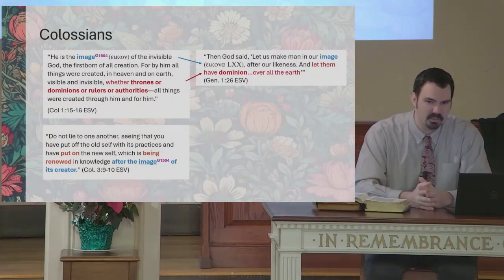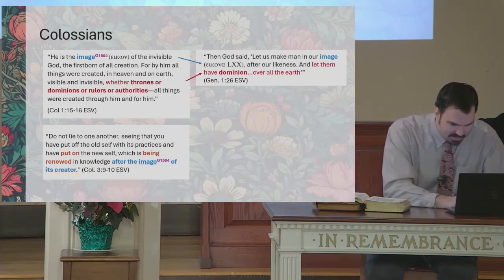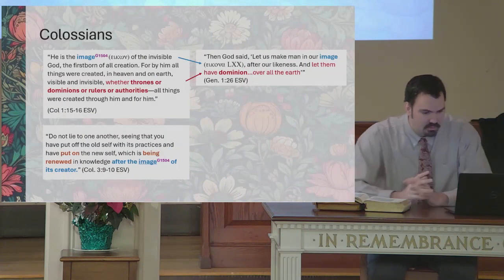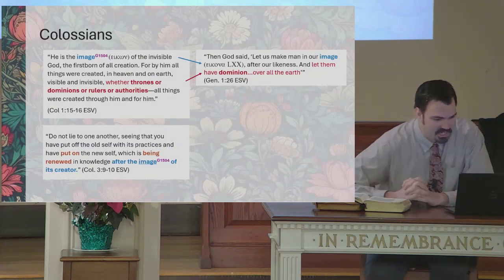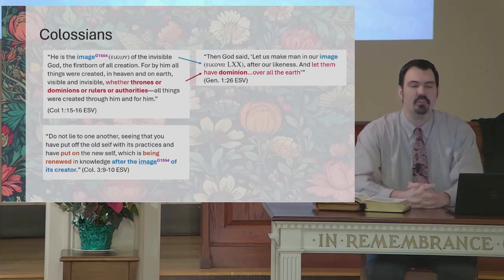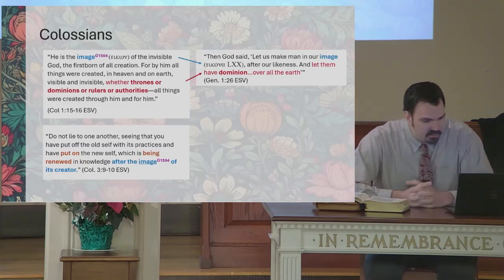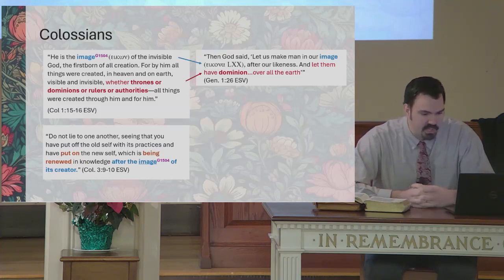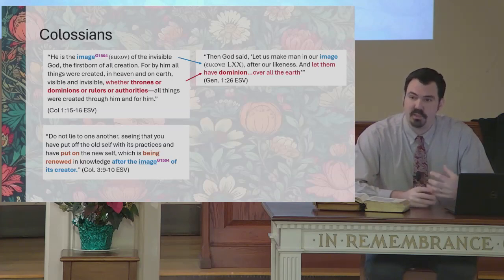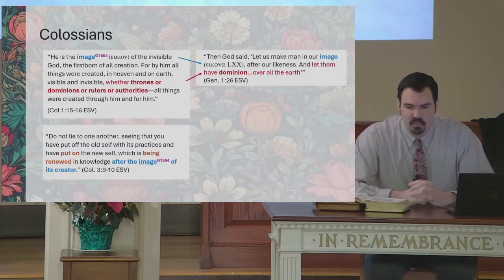So I wonder here, after the image of its creator, well, what's creator? Its creator. What are we talking about? Sorry, I got to catch up to my notes here. So what is the "it" in "its creator"? It's the new self. So the new self has a creator. The old self is passing away. We're putting on the new self. I wonder if it's Jesus himself that is the new creator of the new creation.